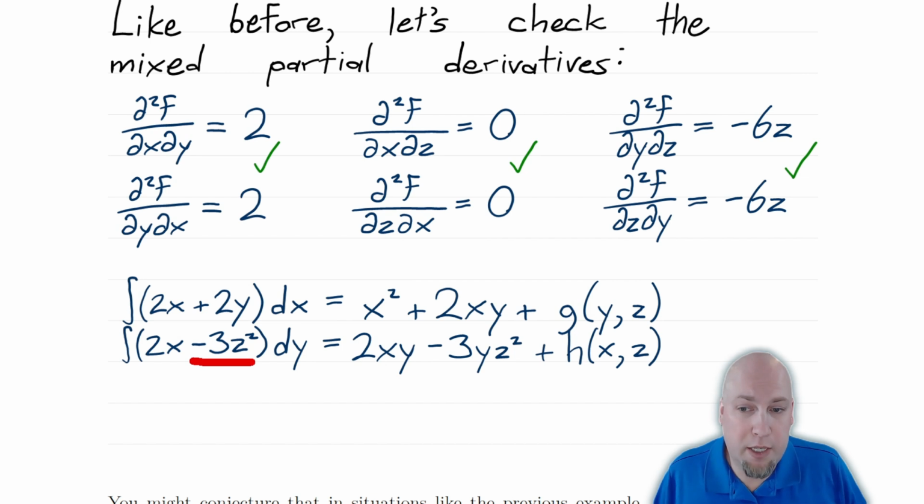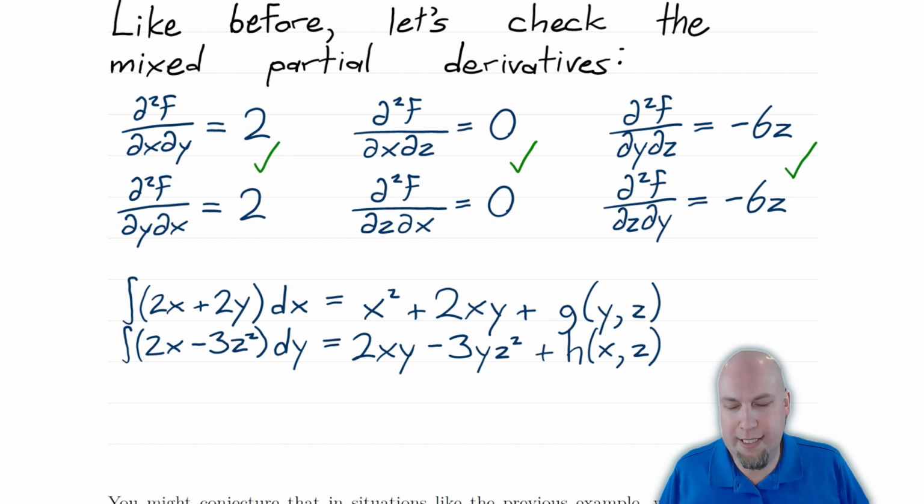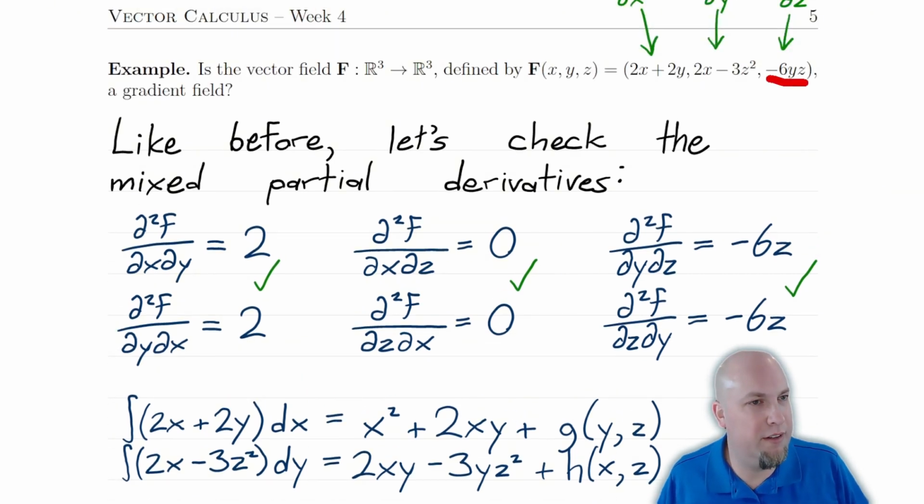Negative 3z squared, that's a constant as far as y is concerned, so it just becomes negative 3yz squared, and then plus a constant as far as y is concerned. My plus constant in this indefinite integral is something that depends on x and z this time. And it's maybe a different constant function than in the previous example, so I just give it a different letter, calling it h instead of g. And then we do this one more time. I'm going to do it for the final entry as well.